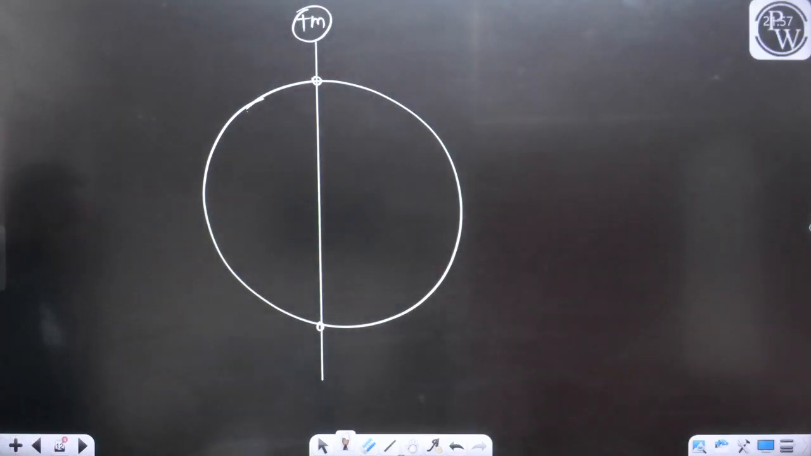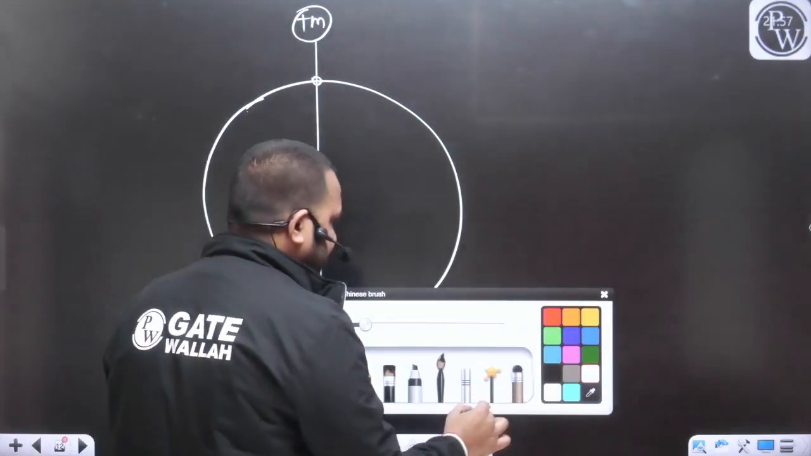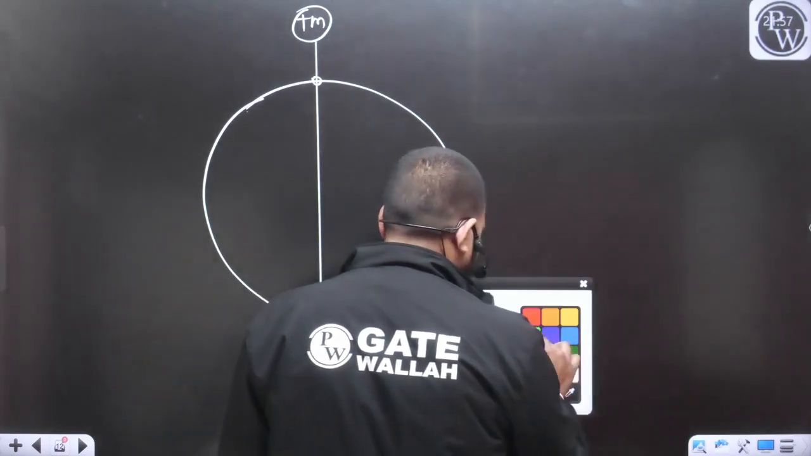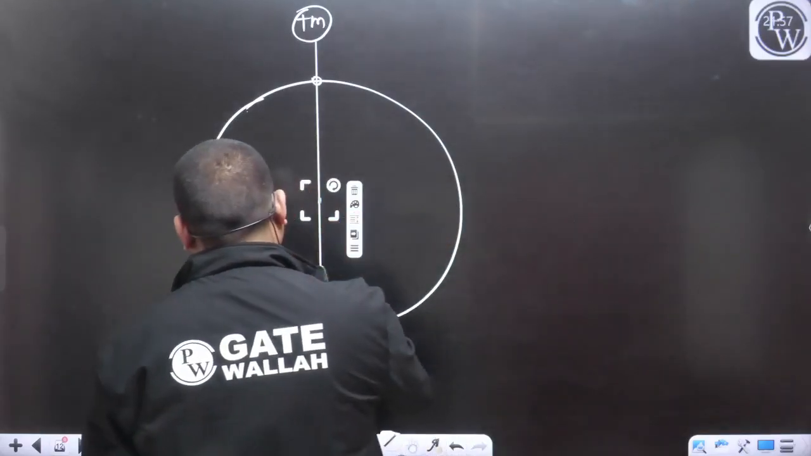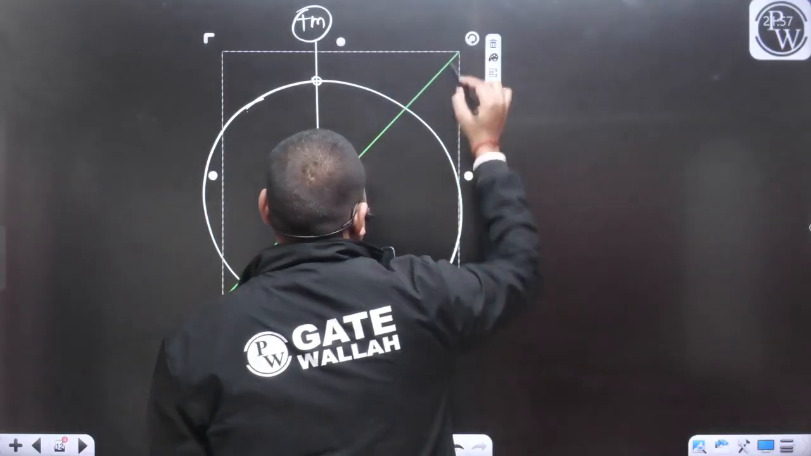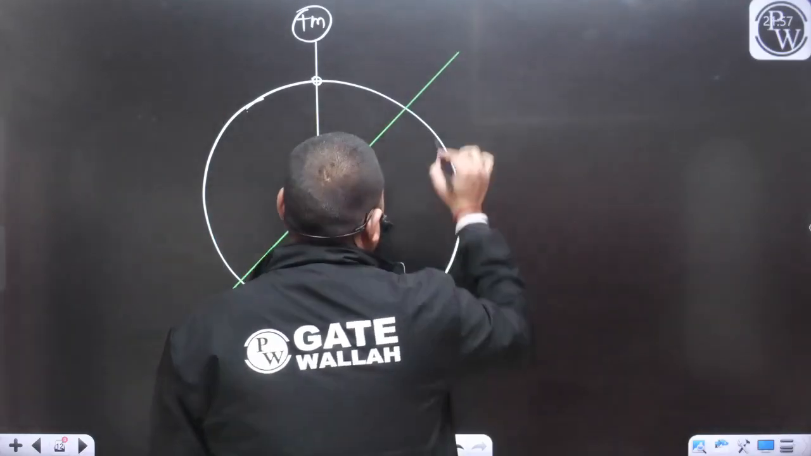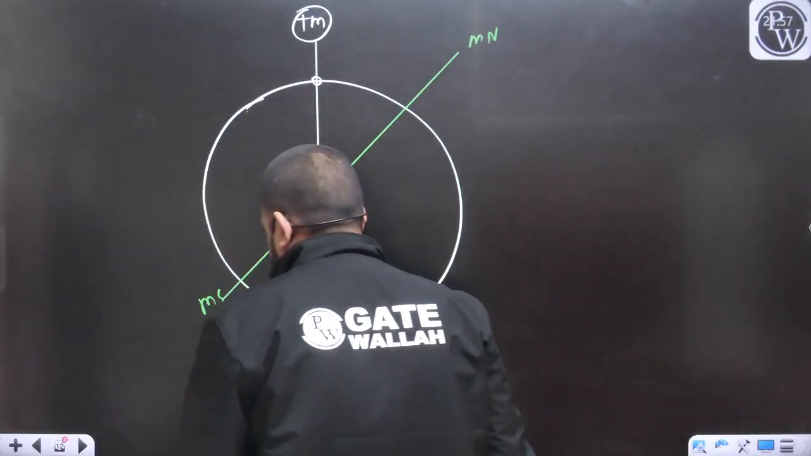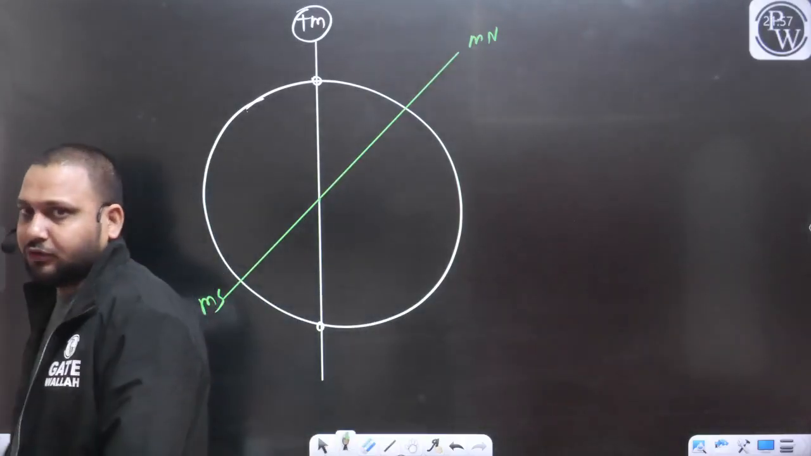Similarly, can I represent the magnetic meridian in this diagram also? Yes. So let's say this is the position of the magnetic meridian, a line joining the magnetic north and magnetic south. This is going to be your magnetic meridian.